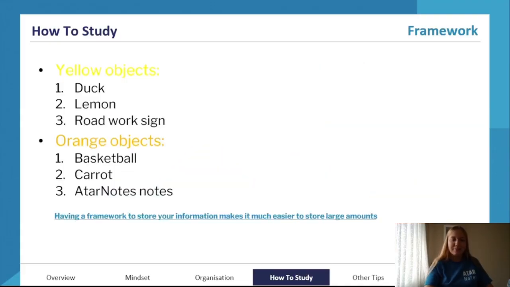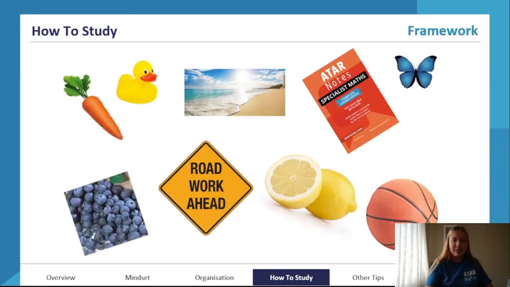So what can we see here? There's color coding. We're going to call this a framework to store information much more easily. So in this case, we've color coded. We have yellow objects like the duck, the lemon, the roadwork sign. We have in orange the carrot, the basketball, and the ATAR notes, specialist maths course notes, study guide from Unlimited. And then we have in blue the beach, the butterfly, the blueberries.